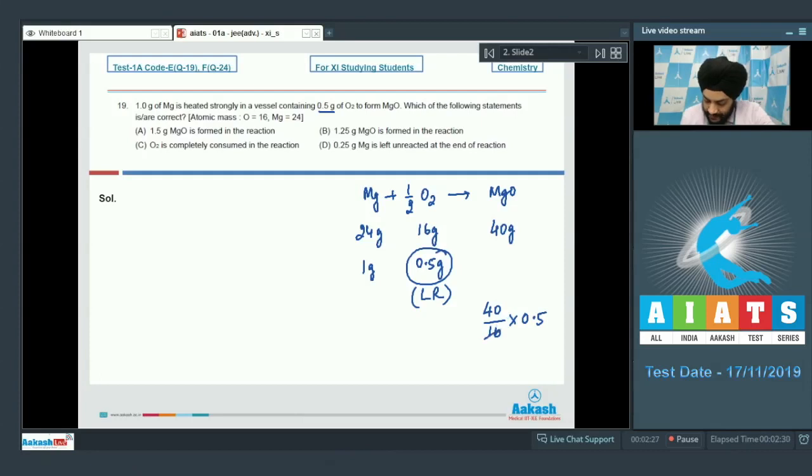Okay, so this will cancel 2 and 5. So this will give us a value equal to 1.25 grams. So the amount of magnesium oxide which is formed is equal to 1.25 grams.